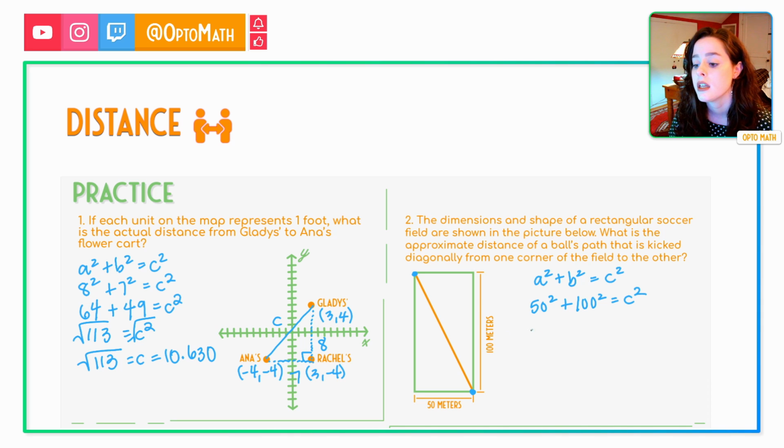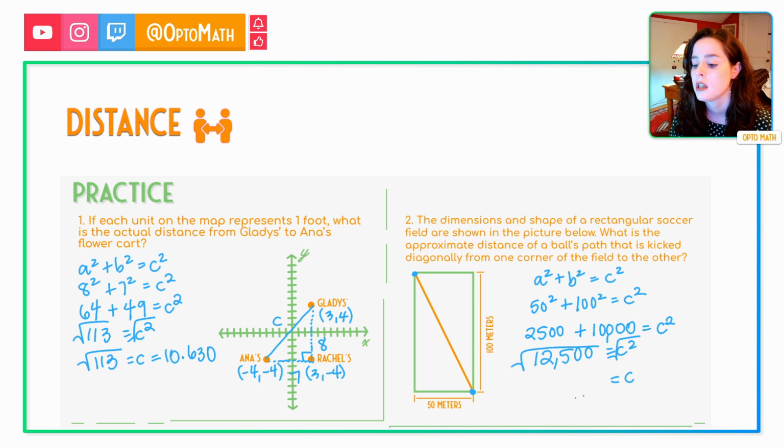50 squared is 2,500, and 100 squared is 10,000. I was like, 4 zeros. Just gotta make sure I'm getting it right. That equals C squared. So if you add these together, you've got 12,500, and that's C squared, and we're gonna take the square root of both sides. Again, it's positive because we're talking about distance.